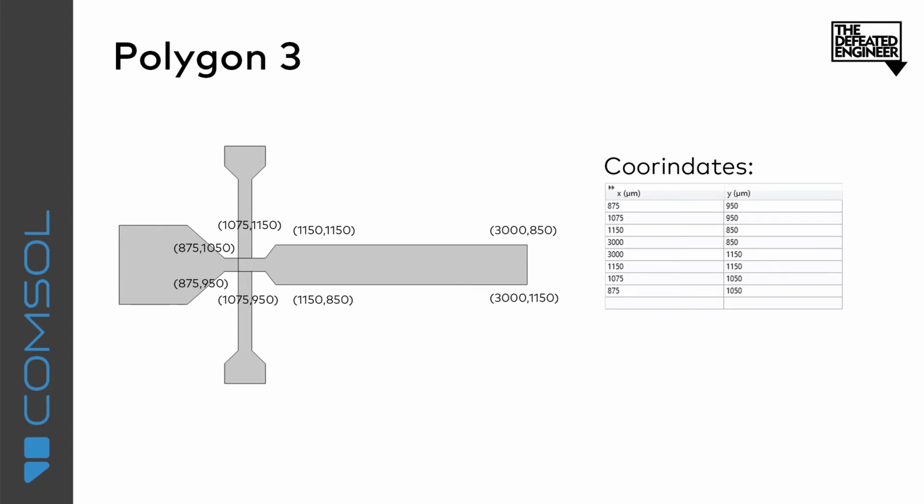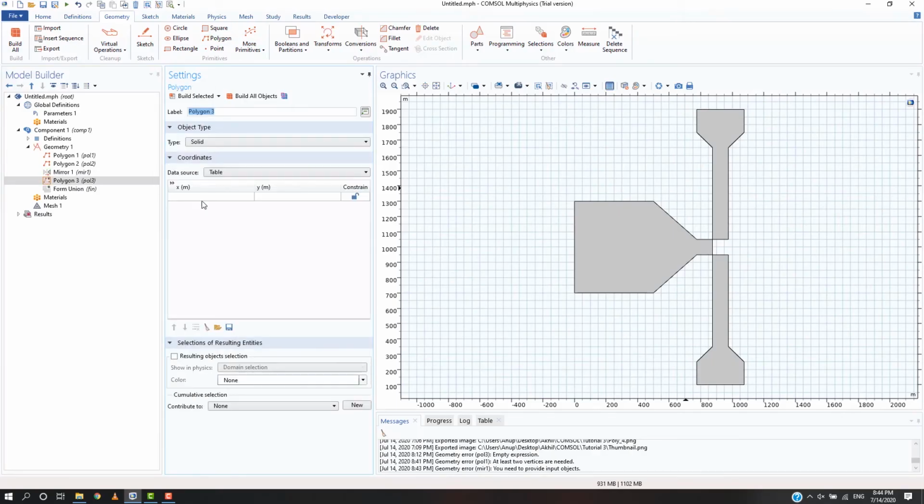For the final polygon, go to the Geometry tab, click on Polygon and enter the coordinates of the points as shown in the image.